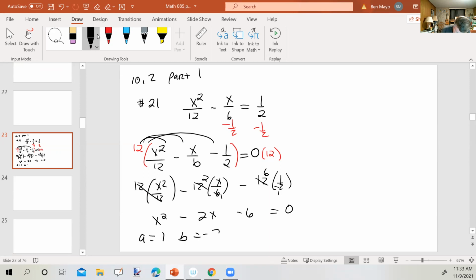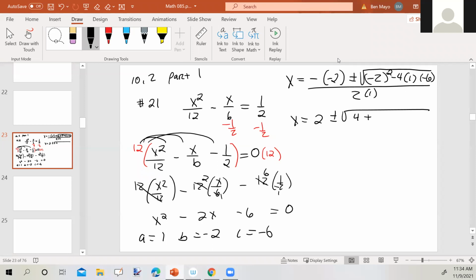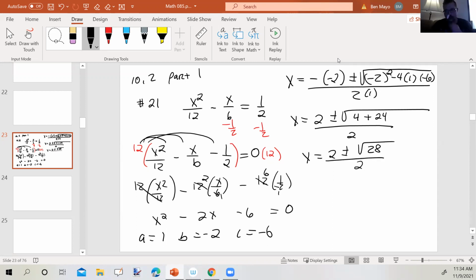A is 1, B is -2, and C is -6. So plugging those values into the quadratic formula, x equals -b plus or minus the square root of b squared minus 4ac, all over 2a. x equals 2 plus or minus the square root of 4 plus 24, all over 2. x equals 2 plus or minus the square root of 28, all over 2.